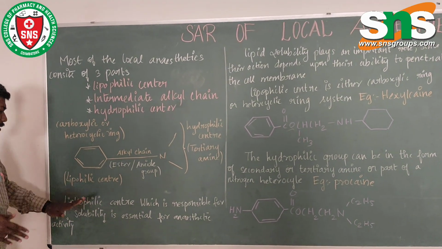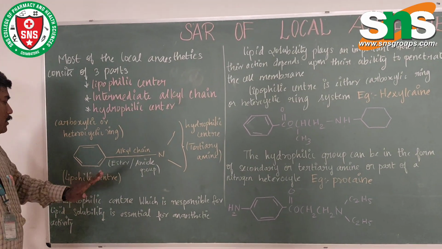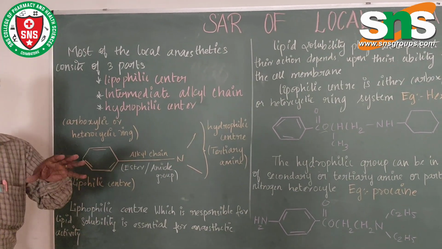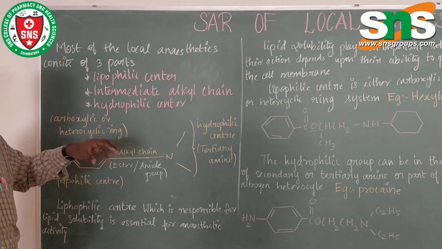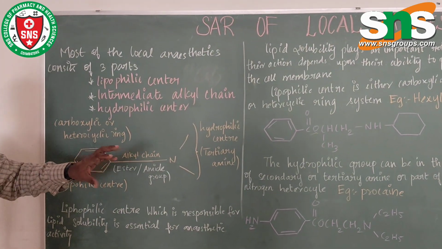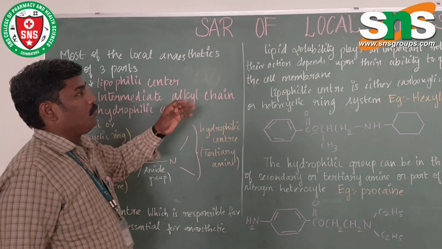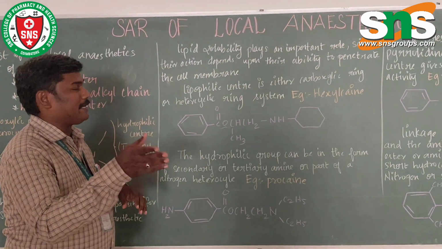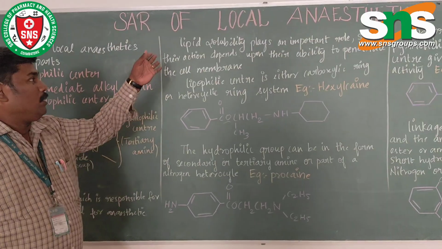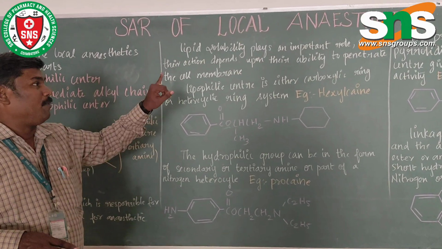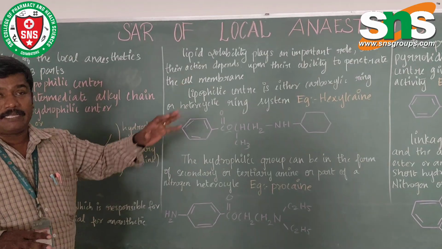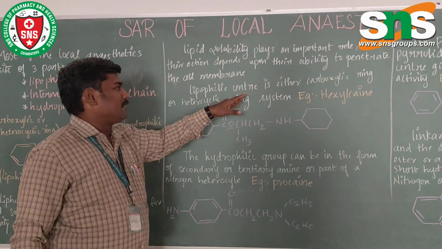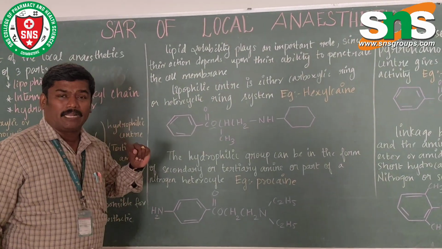Apart from these, the lipophilic center is responsible for lipid solubility, which is essential for anesthetic activity. If the compound has lipophilic character, it is responsible for the anesthetic activity. It plays an important role since the action depends upon the ability to penetrate the cell membrane. So the first thing we have to know is that lipophilicity is an important factor, because of the ability to penetrate the cell membrane. Then the lipophilic center is either a carboxylic acid or a heterocyclic ring.